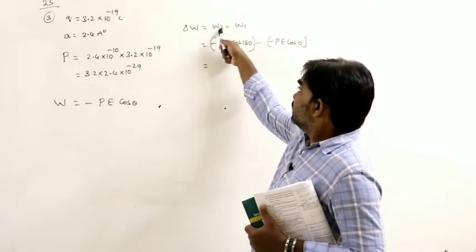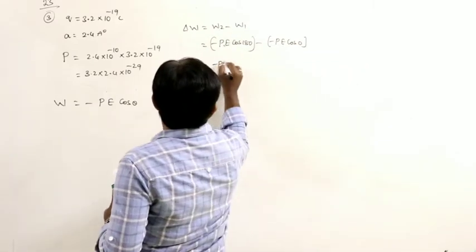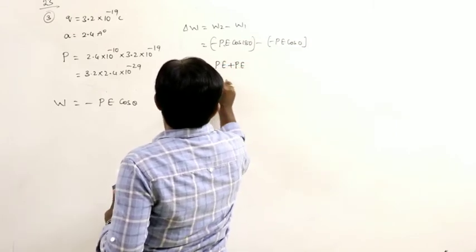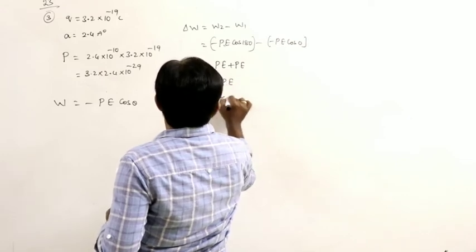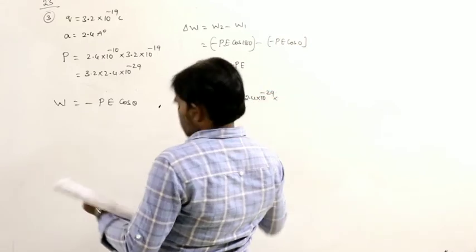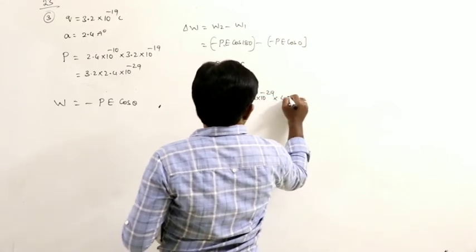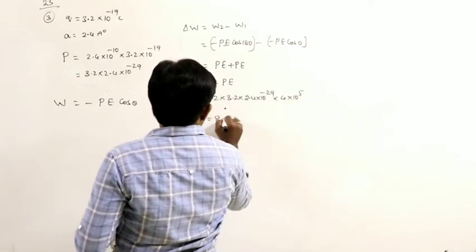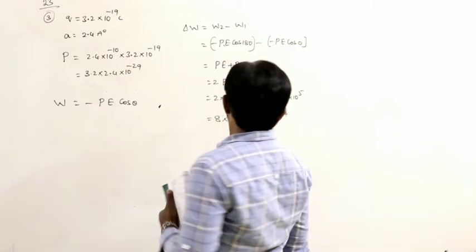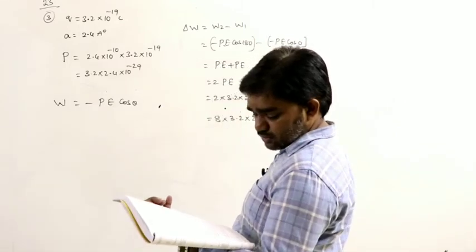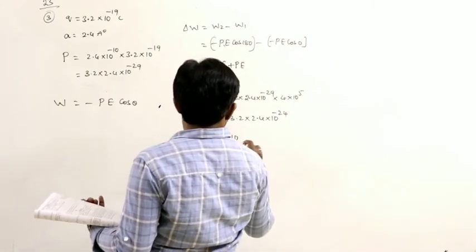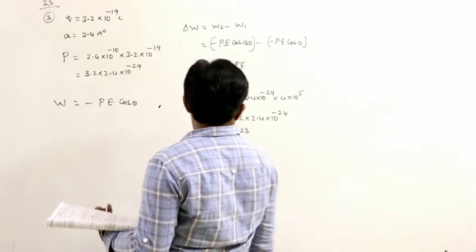to 180. So final work done minus initial work done: minus Pe cos 180, that is minus Pe into minus 1, plus Pe. This is 2 Pe. 2 into P is 3.2 into 2.4 into 10 to the power of minus 29. Electric field is given as 4 into 10 to the power of 5. So 8 into 3.2 into 2.4 into 10 to the power of minus 24. It is 6.4 or 6.48, approximately 6. This value is 6 into 10 to the power of minus 23.